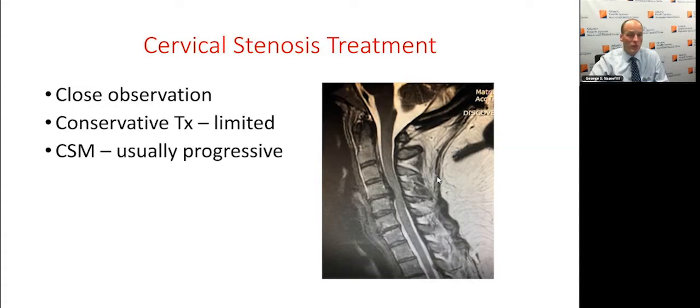So this is another patient who has a focal stenosis, and although the picture isn't great here, right there's some whitening of the cord. So this is early myelopathy. The treatment for cervical stenosis really is close observation. Once they develop myelopathic findings, conservative treatment is relatively limited. Cervical spondylitic myelopathy is usually a slow and insidious process.